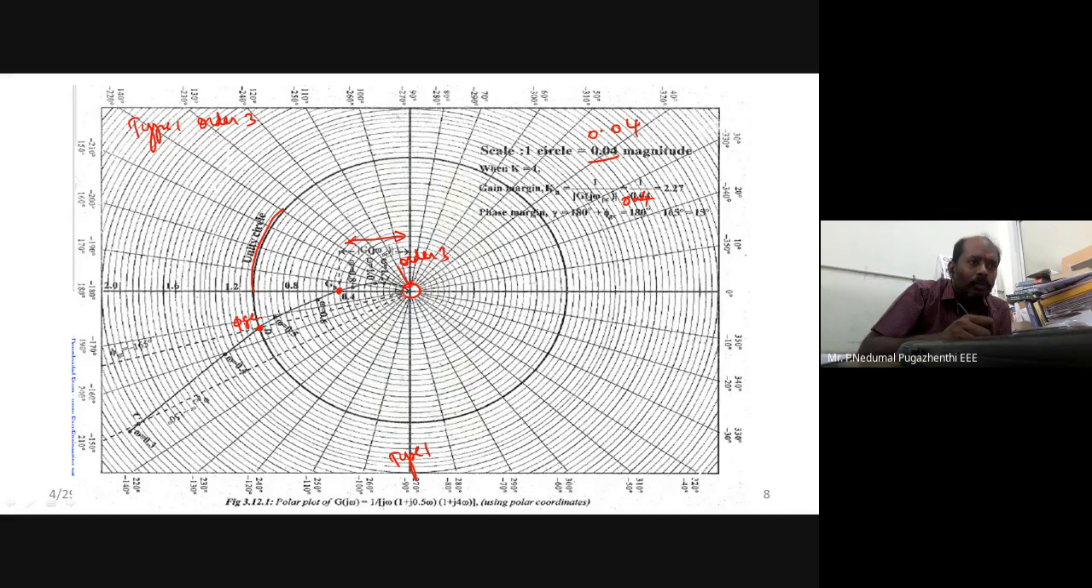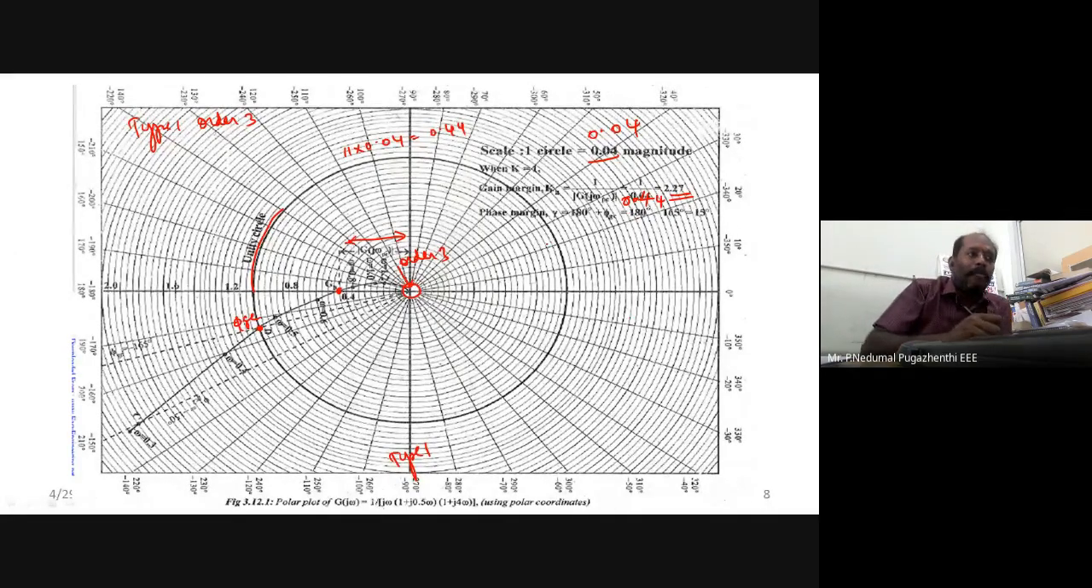Now we will count it: 1, 2, 3, 4, 5, 6, 7, 8, 9, 10, 11. So it is going to be 0.44. Every point is 0.04, so 11 into 0.04 will give me 0.44. So my value is going to be 1 by 0.44, which will give me 2.27. Check it out, 1 divided by 0.44 is 2.27 exactly. Yes, that's my gain margin.